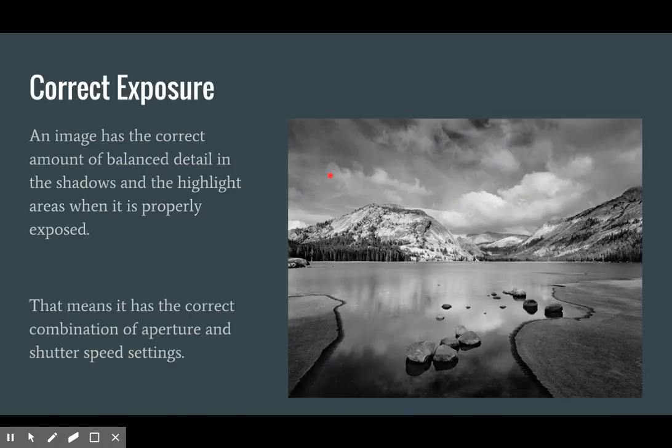The correct exposure has a good balance in terms of detail in the highlights. I can see these details in these clouds. They're not just all completely white. And details in my shadows or dark areas. I can see the details of the individual trees. I can see the details here in this dark area in the front, and this beautiful reflection. I can even see the detail of the rock in the dark reflection in the water. So that means it has the correct combination of shutter and aperture.